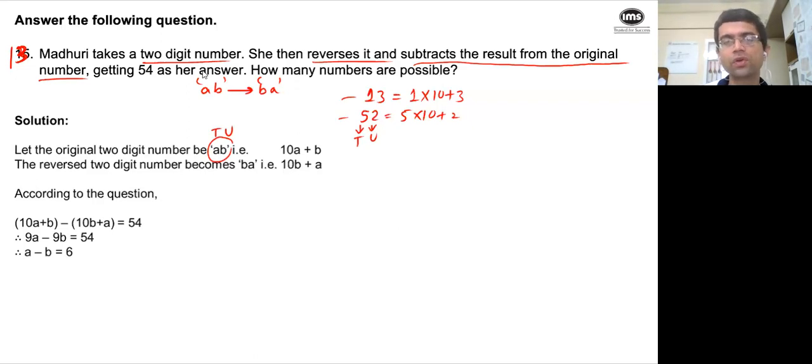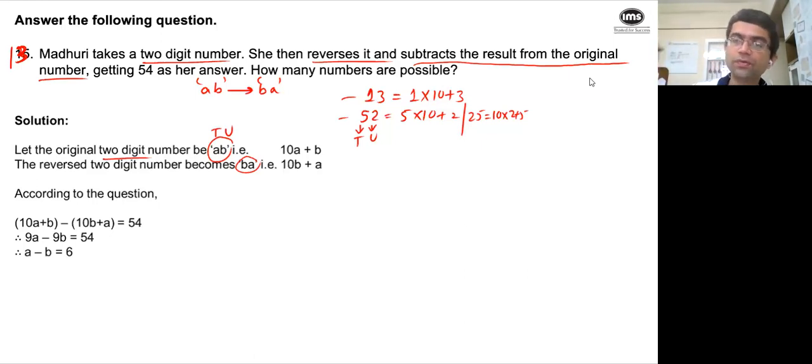Hope all of you have understood this. So any 2-digit number AB is actually 10A plus B. So the reverse of it, BA, is 10B plus A. Suppose 25 is the reverse, I will write it as 10 into 2 plus 5. Correct? So the same thing applies here also. It will become 10 into B plus A.